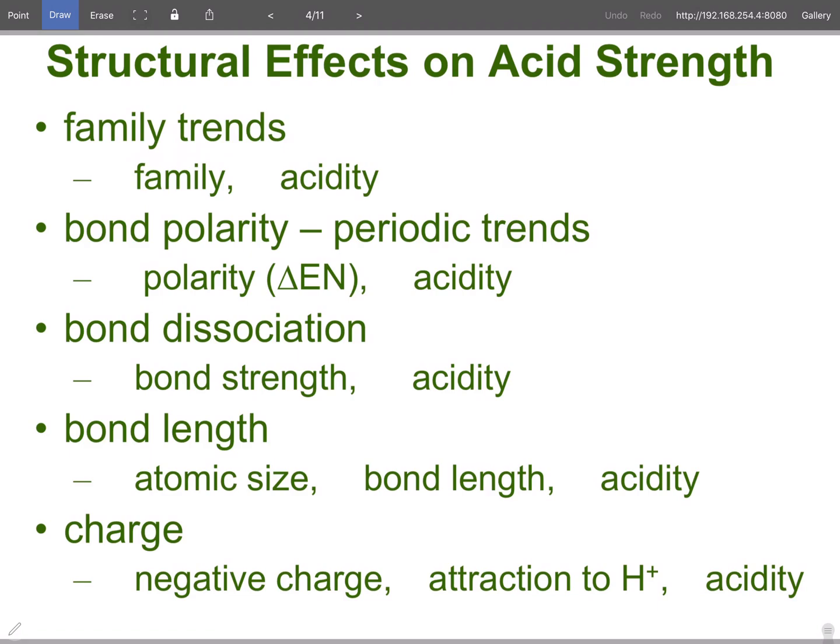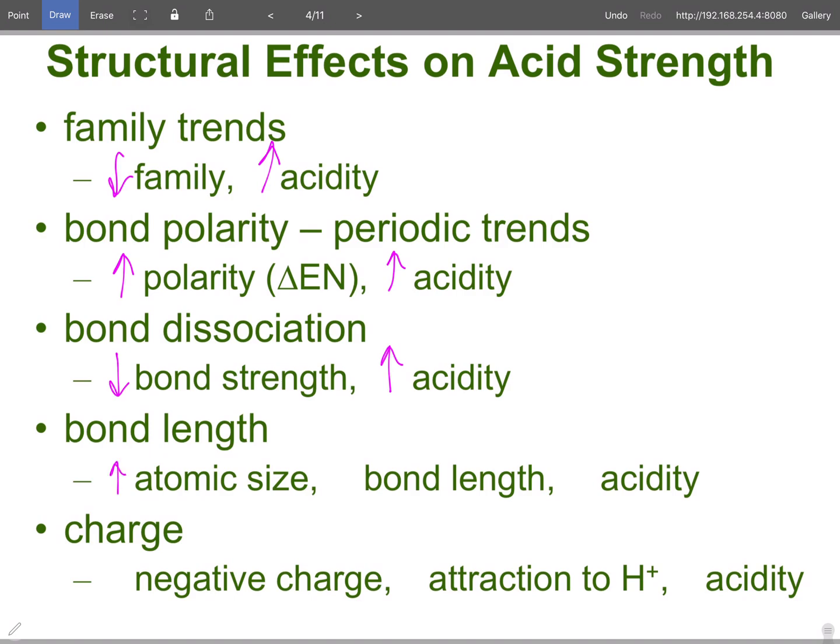So let's look at structural effects, family trends. As you go down a family, the acidity tends to increase. With bond polarity, as the polarity increases, the acidity also increases. And some of these actually compete, and it's a function of what their environment is, but if you're looking at a trend, you can go either way. Bond dissociation, as the bond strength tends to decrease, the acidity increases. If you think about it, it's easier to break the bond, so it's a stronger acid.